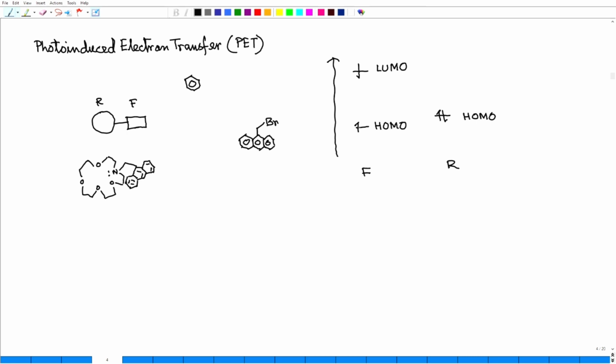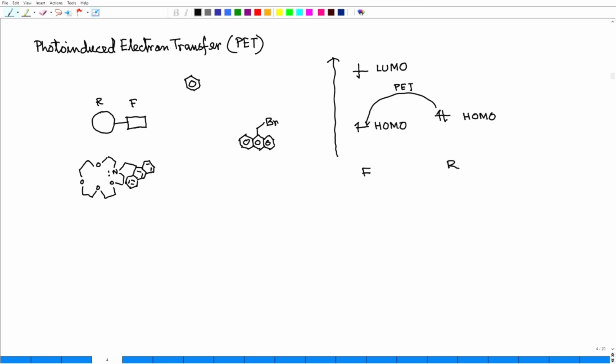So, this side is empty, and the HOMO cannot remain singly occupied. Then what will happen? An electron from this HOMO of the receptor, that means one of the nitrogen lone pair electrons, will come here. This process is called the PET process, the photo-induced electron transfer process.